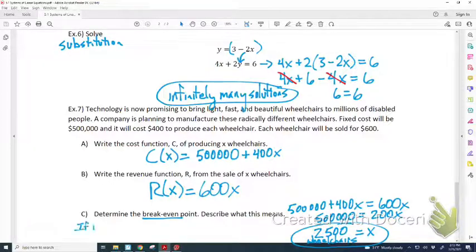If we sell 2,500 wheelchairs, we will be out of debt. Unfortunately, we will not have made any money yet. But that's about it.